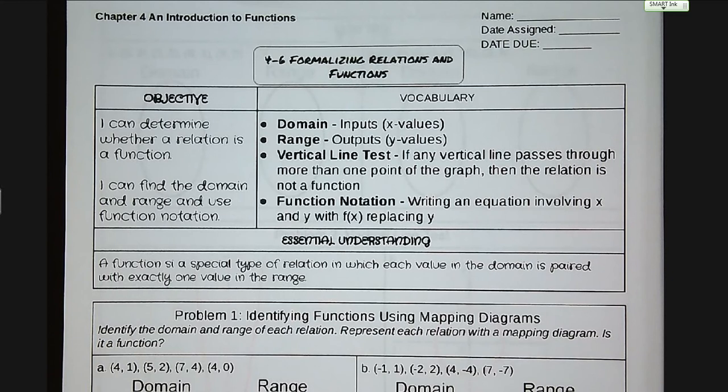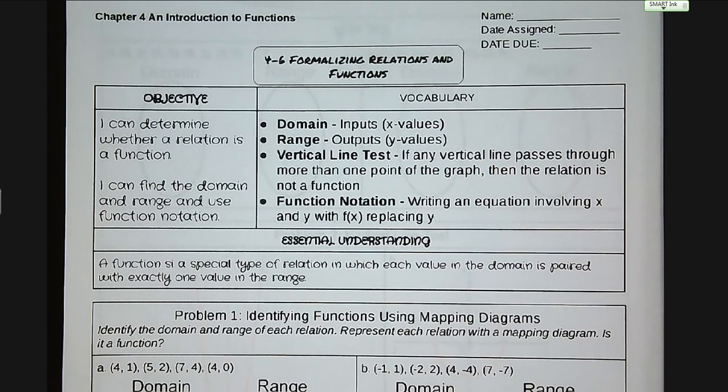So, new vocabulary terms. The domain is going to be our inputs, and those are our x values. The range is our outputs, and those are going to be our y values. The vertical line test, we touched on this in an early lesson, but we're coming back to it now. If any vertical line passes through more than one point of the graph, then the relation is not a function. And function notation is writing an equation involving x and y with f of x replacing y. The function of x is replacing y.